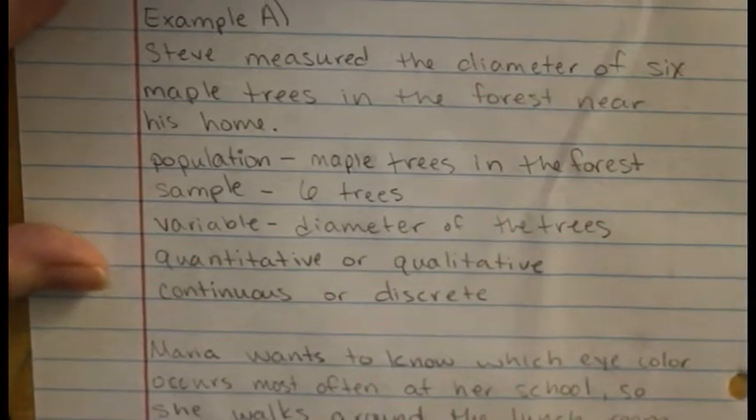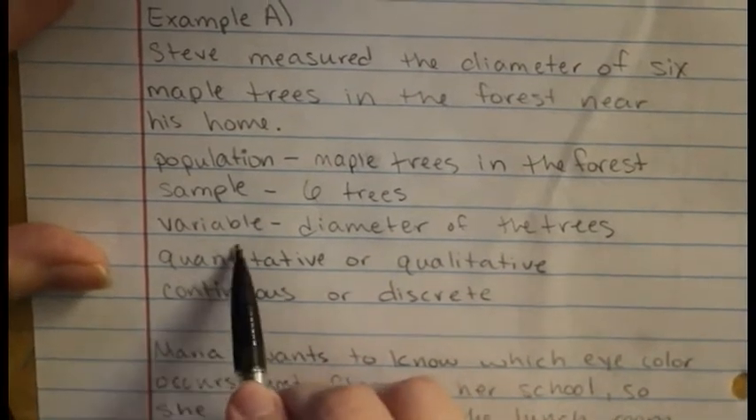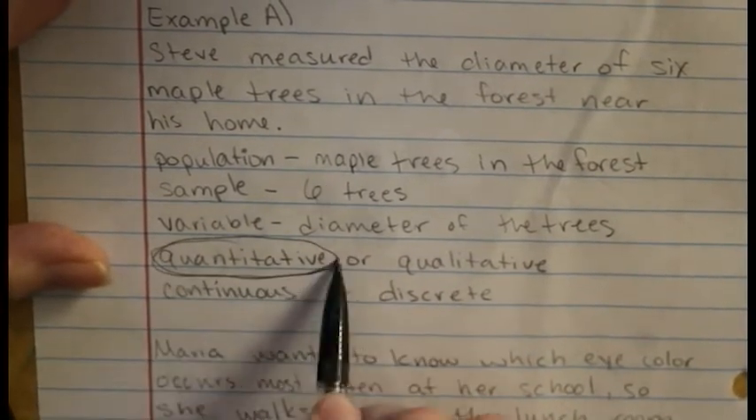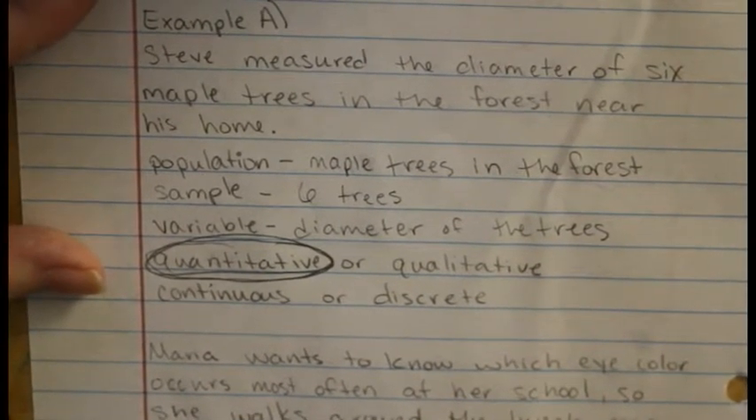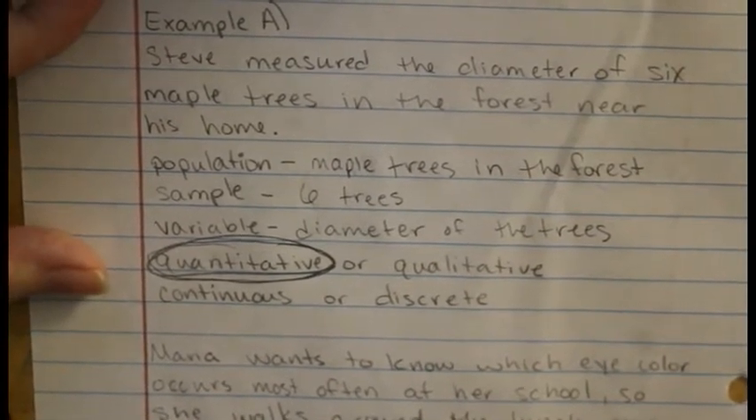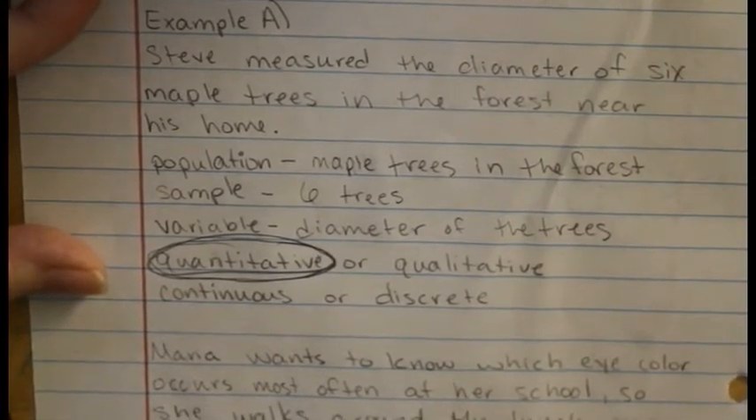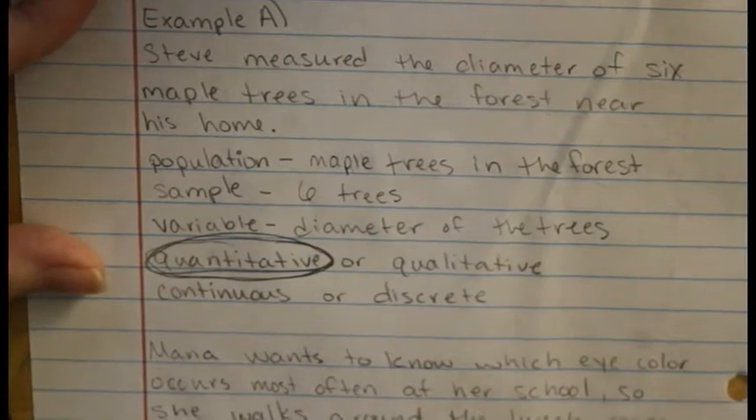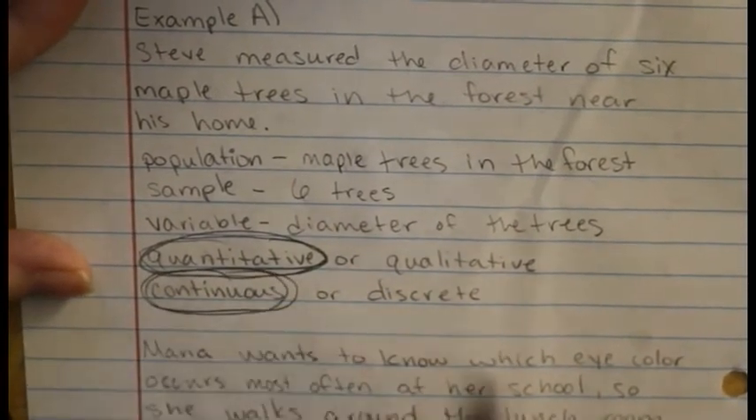Now, because this can actually be measured with a number, this is actually quantitative because it can be counted, okay? I can sit here and say the diameter of these trees are 1 foot, 2 foot, 6 inches, and so on. So it is a number. And because length is measured and not necessarily counted, this is going to be continuous data.